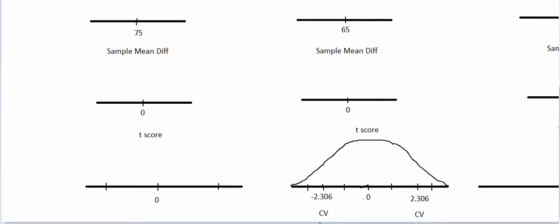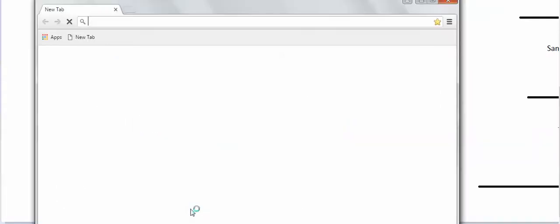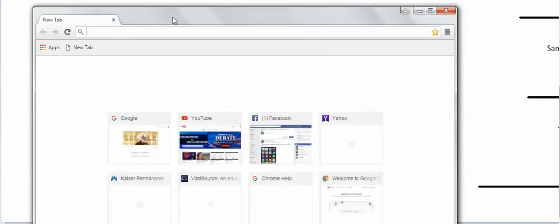I'll also have you calculate some p-values of some t-scores with a p-value calculator. So what I want you to do first is to calculate the p-value of the positive critical value and the negative critical value. You can do that on this website right here. Under Google, you type p-value calculator into Google.